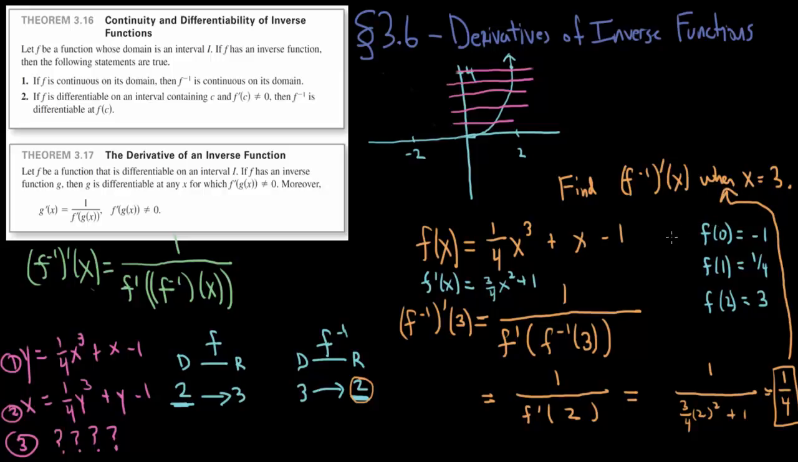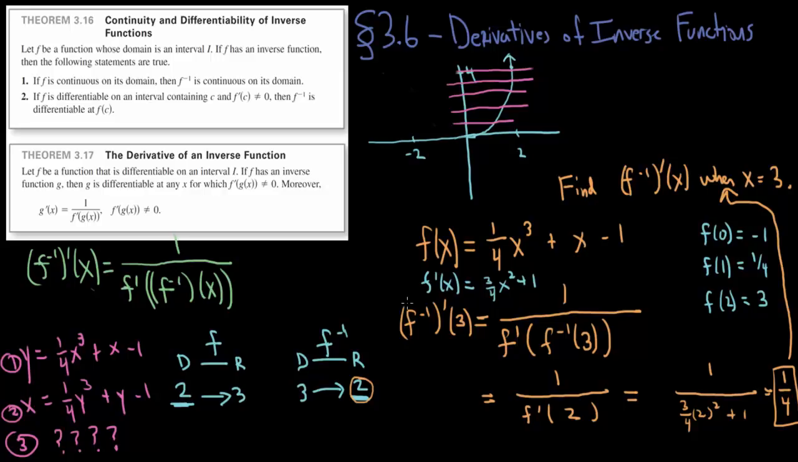Now, why is that kind of neat? That's kind of neat because we have no idea what f inverse is. Remember, we hit a roadblock over here. We have no idea what the inverse function looks like. Okay? But we know the slope of the inverse function at x equals 3. That's kind of cool. Okay? So we have no idea what the function is, but we know the slope at a point. And we can always find that using this method right here.